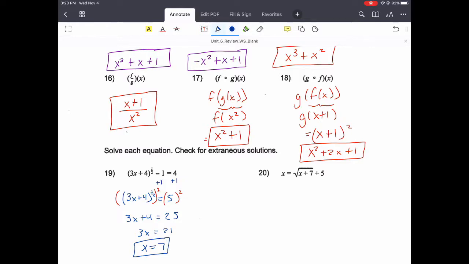So our goal here is to then test 7. So we've got 3 times 7 plus 4 to the 1/2 power, or the square root, minus 1 should equal 4. So that's 21 plus 4 is 25. So the square root of 25 minus 1 equals 4. This is 5 minus 1 equals 4. So 4 equals 4. So we're good.